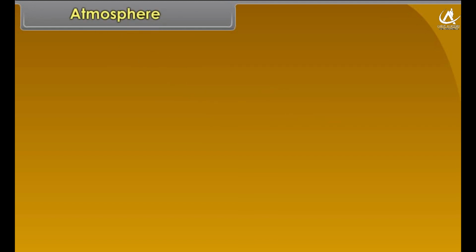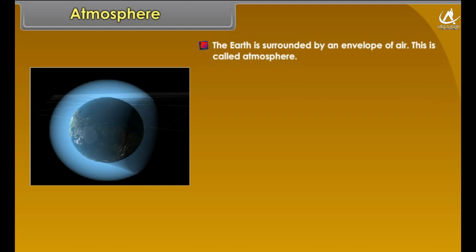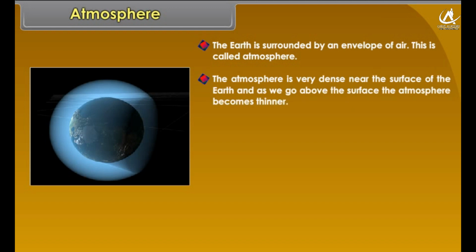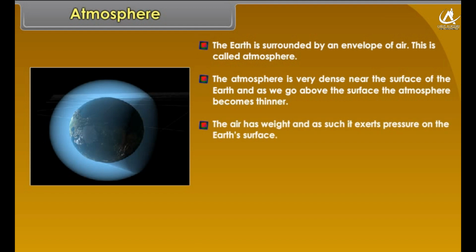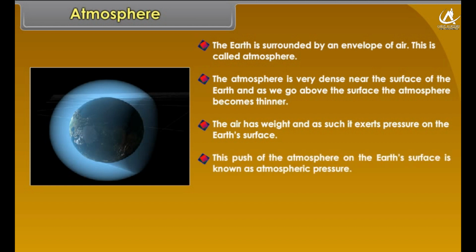Atmosphere. The earth is surrounded by an envelope of air. This is called atmosphere. The atmosphere is very dense near the surface of the earth, and as we go above the surface, the atmosphere becomes thinner. The air has weight, and as such it exerts pressure on the earth's surface. This push of the atmosphere on the earth's surface is known as atmospheric pressure.